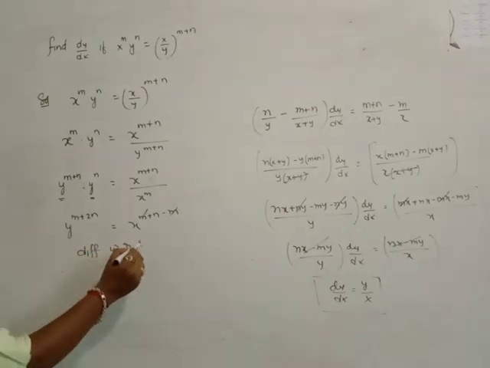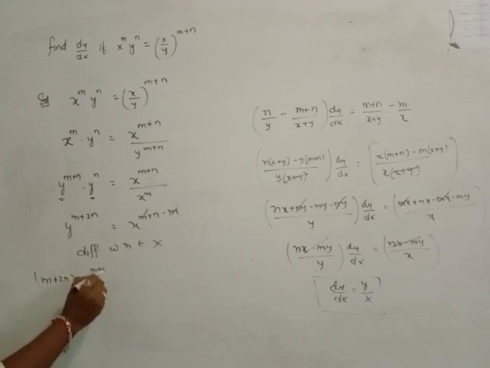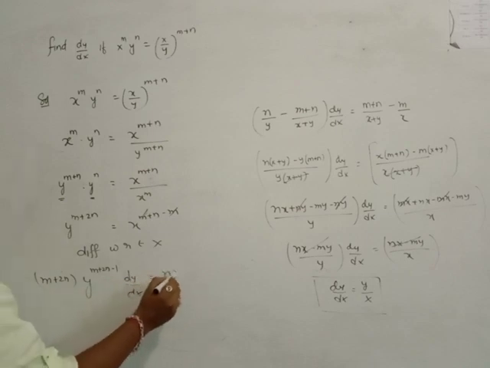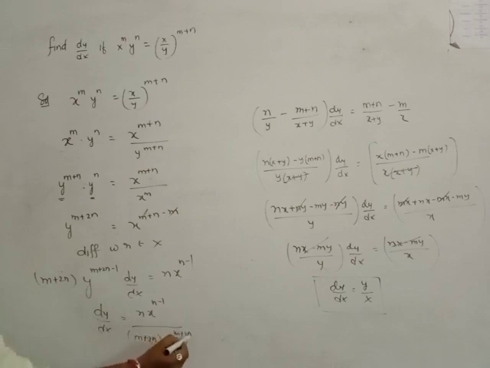Now you differentiate it. Differentiate with respect to x. It is x power of n. So m plus 2n into y to the power of m plus 2n minus 1 into dy by dx is equal to n into x to the power of n minus 1. So the answer is dy by dx is equal to n into x to the power of n minus 1 by m plus 2n into y to the power of m plus 2n minus 1.